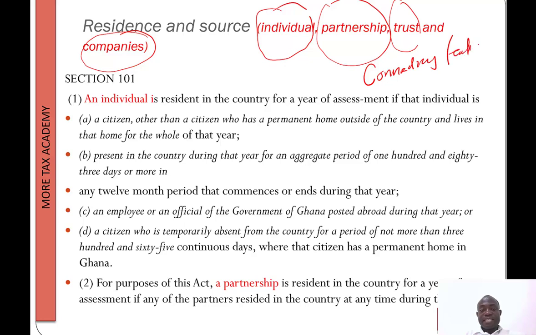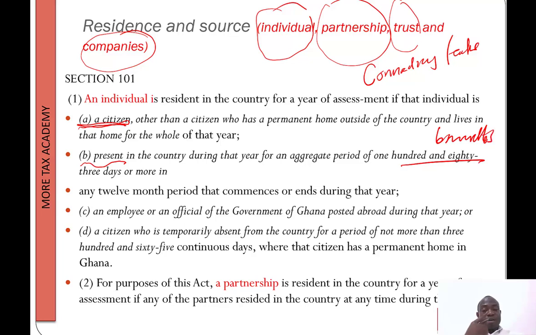Connecting factors. In the first instance, we're able to connect you to the country using your citizenship. The second factor connects you using your physical presence, your physical status. So you are in Ghana for 183 days. This is enough for us to consider you as a resident. Under normal circumstances, tourists, when they come, the maximum they can stay is 90 days. But you have gone 183 days, which is 6 months.